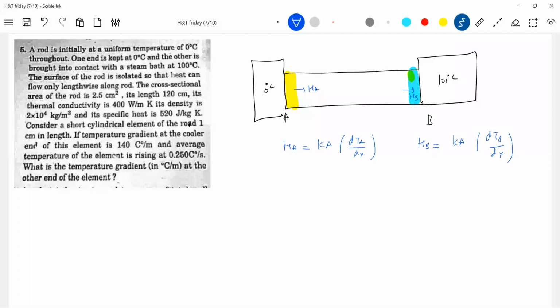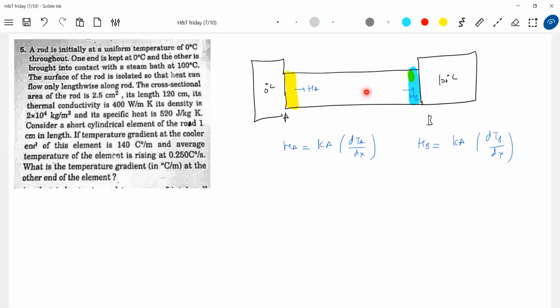And now what will happen to the rod? If you look at HB, what thermal power? Initially the rod is at 0 throughout. One end is brought in contact with a steam bath, and the surface of the rod is insulated so that heat can flow only lengthwise. As the heat flows, the rod is not fully lagged here. It is not properly lagged. It is not at steady state. We are discussing this problem not at steady state. Am I right? So now the rod starts absorbing heat.